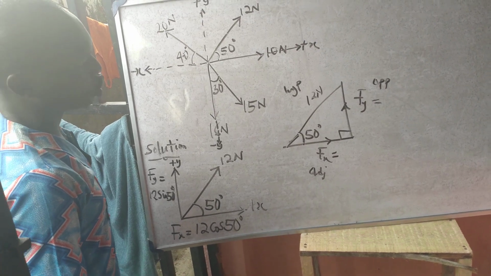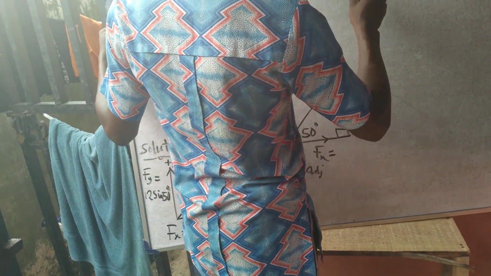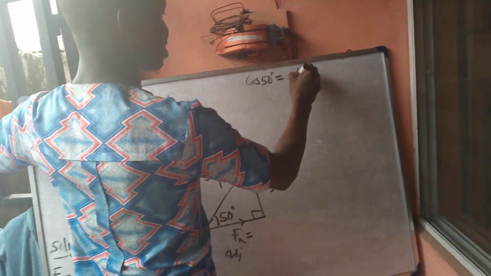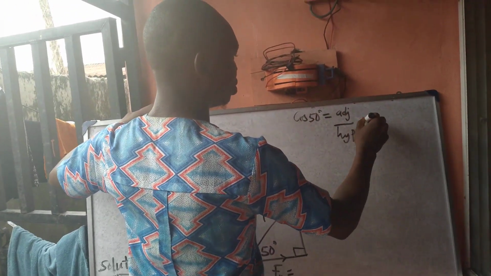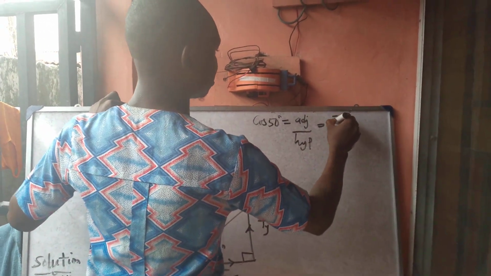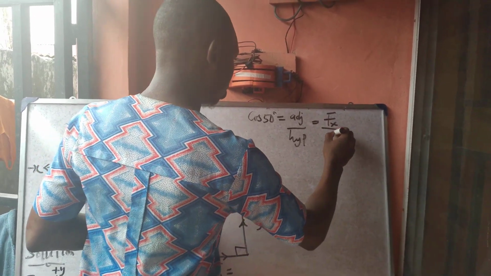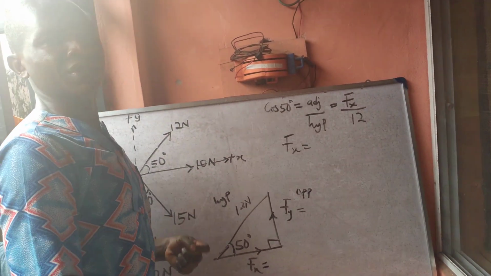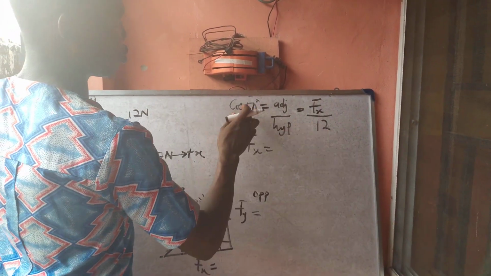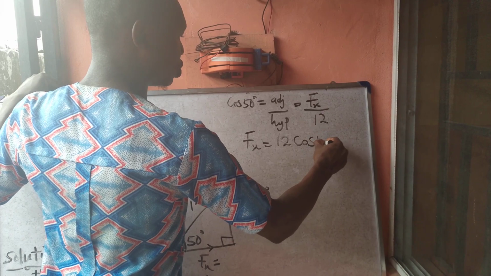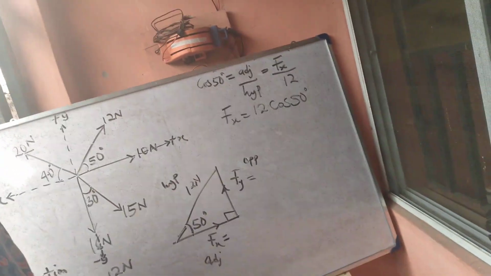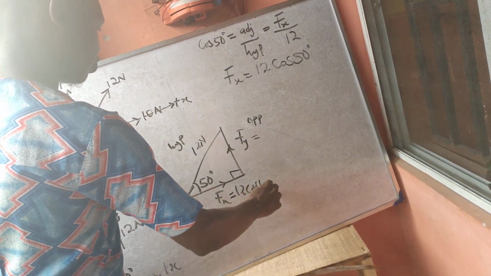Alright, now using your trig ratios, we know that the cosine of this angle becomes the adjacent over the hypotenuse, where the adjacent is Fx and the hypotenuse is 12. So Fx becomes, when you cross multiply, 12 cosine 50 degrees. Alright, now that was how we got this place as 12 cos 50 degrees.